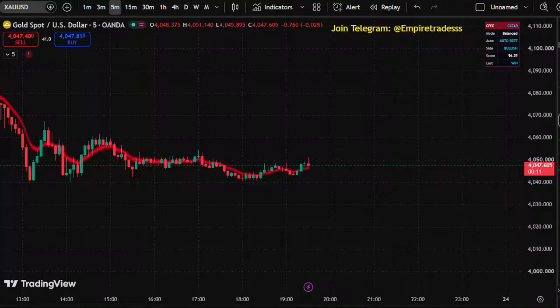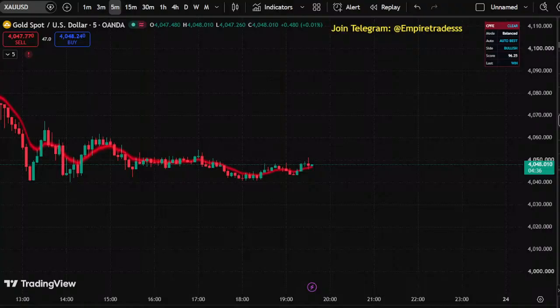Lot size is a fundamental concept in forex and gold trading, significantly impacting a trader's risk management, potential profitability, and overall trading strategy. In forex trading, a lot refers to the standardized quantity of a currency pair being traded, while in gold trading, it typically denotes the amount of gold, measured in ounces, being bought or sold. Understanding and selecting the appropriate lot size is crucial for effective trading.